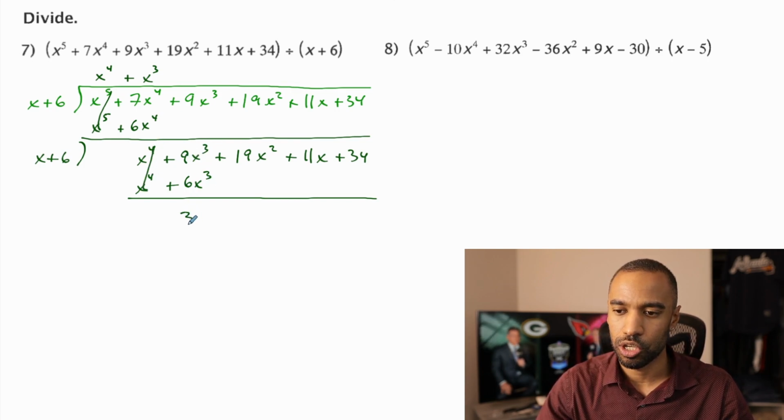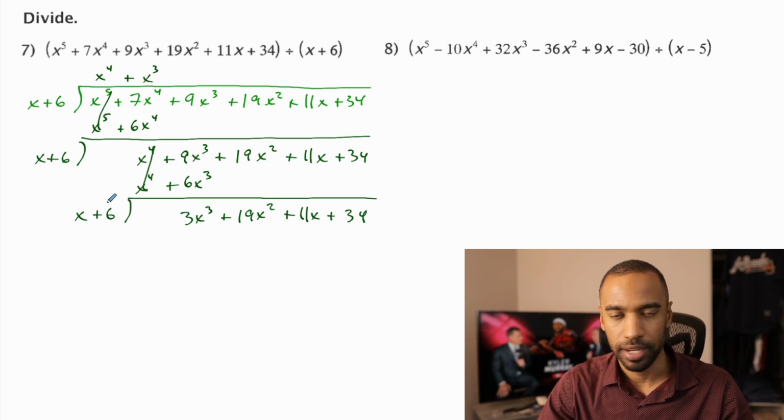9x cubed minus 6x cubed is 3x cubed. And we got a 19x squared, 11x, and 34. Let's go ahead and divide. Let's just keep going down.